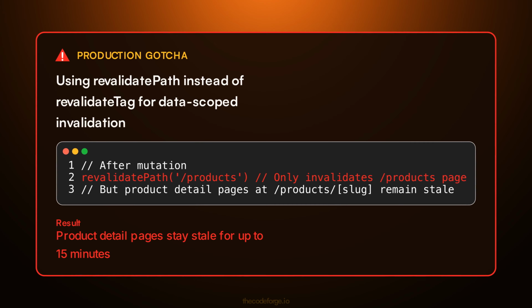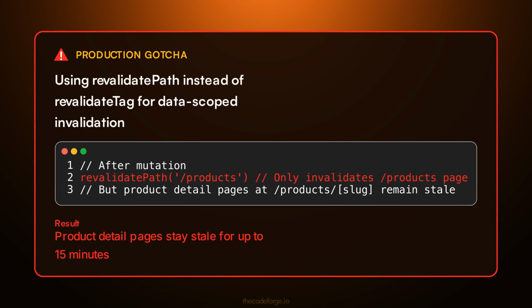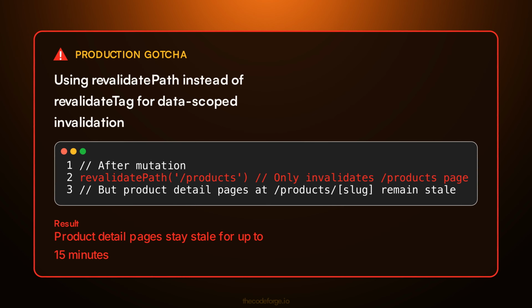Using revalidatePath('/products') only invalidates the listing page, not individual product detail pages. Use revalidateTag('products') to invalidate all pages tagged with products, including detail pages and search results.